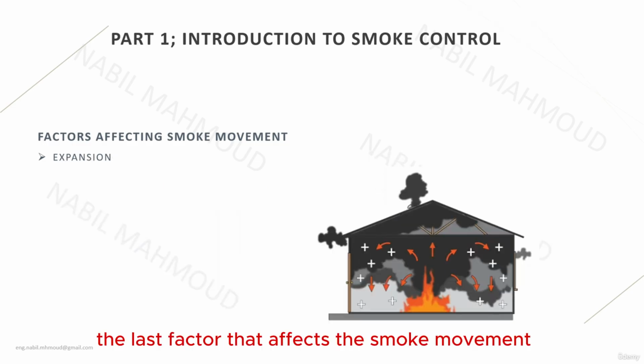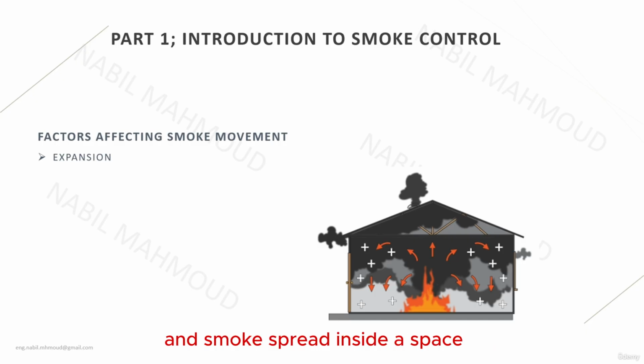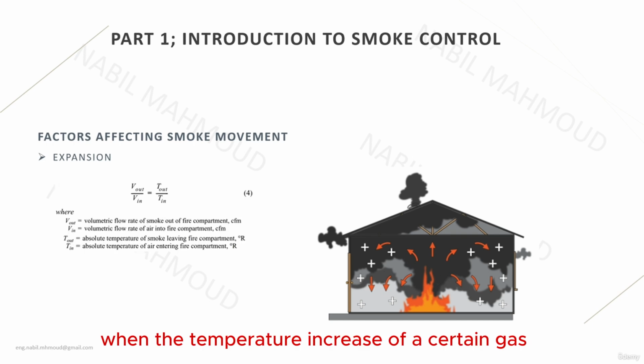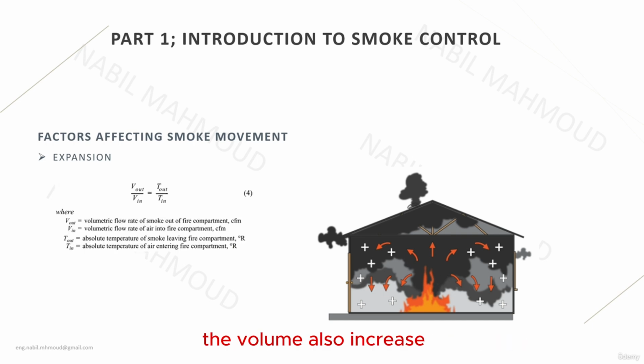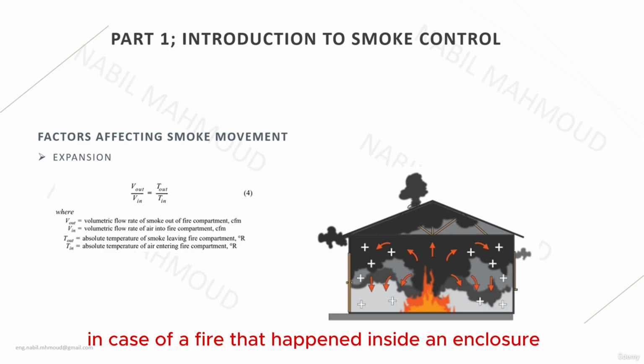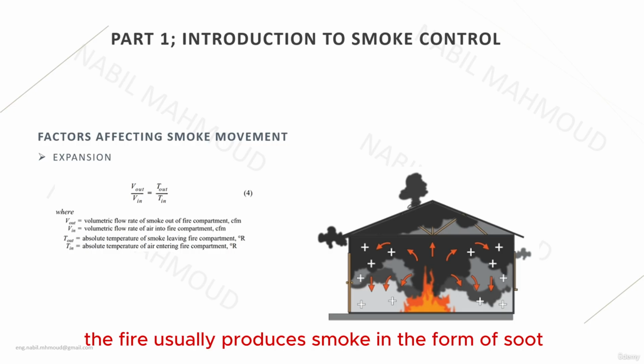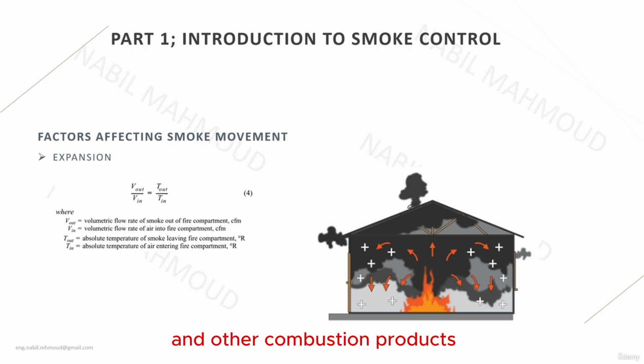The last factor that affects the smoke movement and smoke spread inside a space is the expansion effect of the hot gases and the smoke. As we all know from the ideal gas equations, when the temperature of a certain gas increases, the volume also increases. And if the volume did not increase, the pressure will increase. This means that in case of a fire that happened inside an enclosure, the fire usually produces smoke in the form of soot and other combustion products.